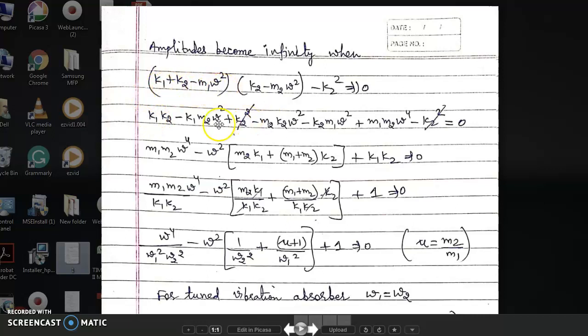Now multiplying, minus K2 square plus K2 square cancel, and this kind of equation will come. You have to do this. I have done this, you also have to do this.